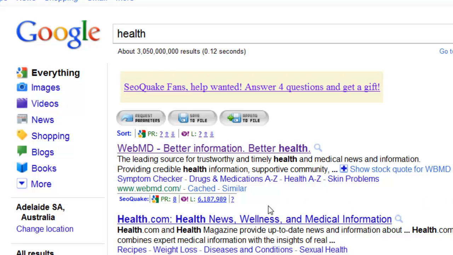But anyway, health has got a rather large authority site of WebMD. A lot of you will probably know the WebMD site. It's got a page rank of 8. It's a very, very high page rank, and the links to the page that is ranking have got 6.1 million backlinks, which is a lot of backlinks to be gathering. So a lot of people are linking to WebMD.